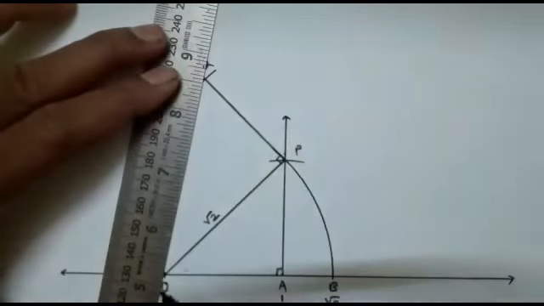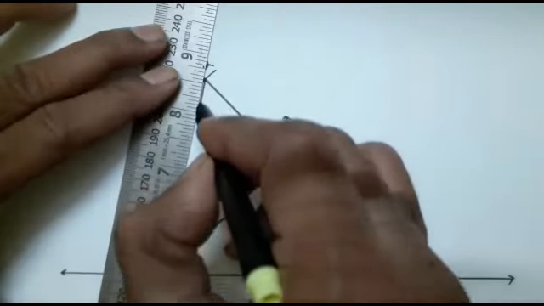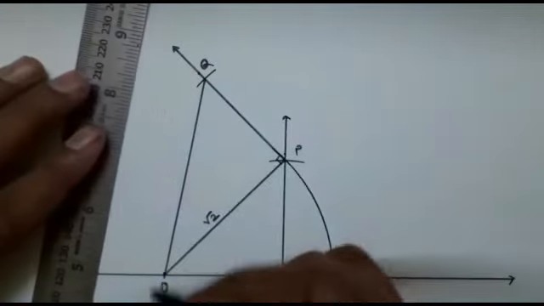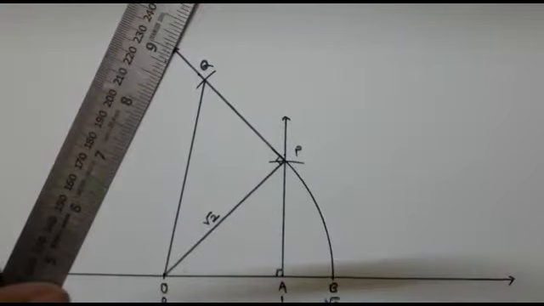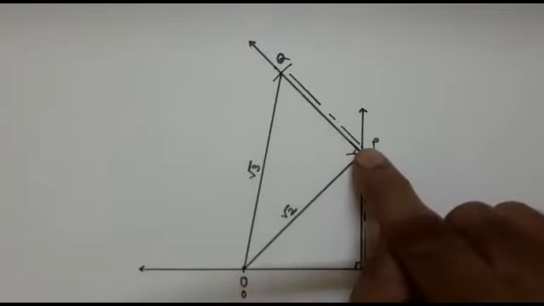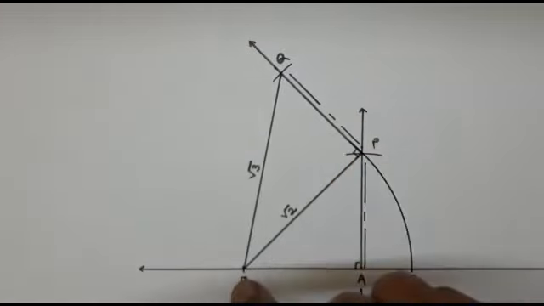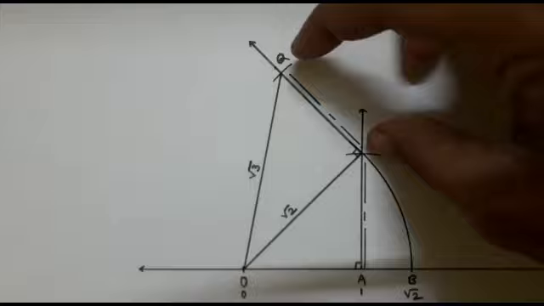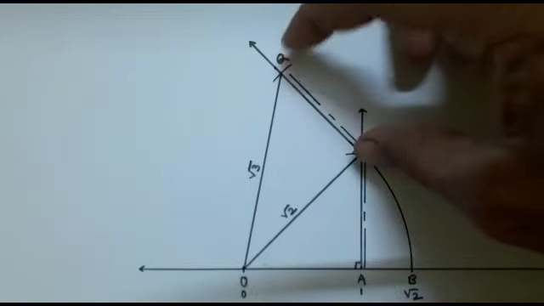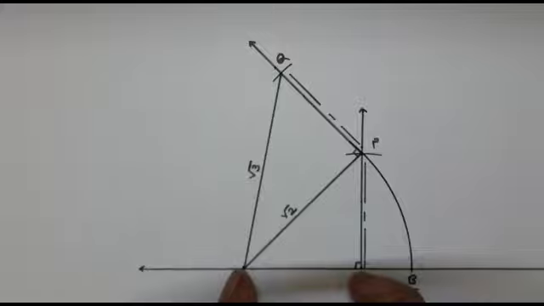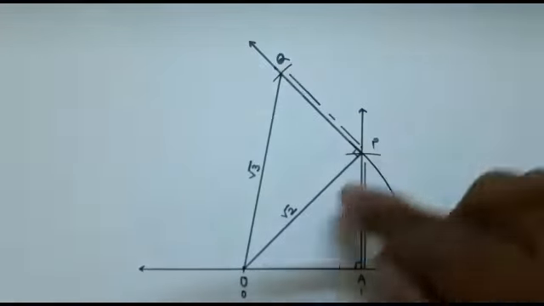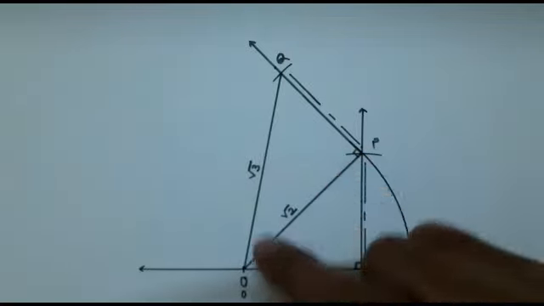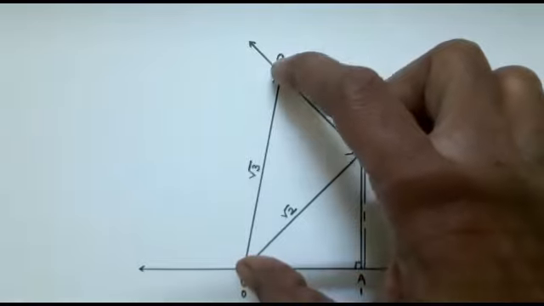Now join OQ. It is the hypotenuse of this new right angle triangle. OQ is the hypotenuse. In this triangle OPQ, the base is square root of 2 and the height of that right angle triangle is 1 unit because we have taken this distance on the perpendicular. So by using the Pythagoras theorem, calculate this hypotenuse and it is root 3.